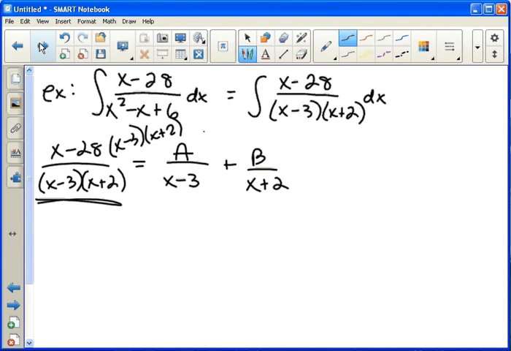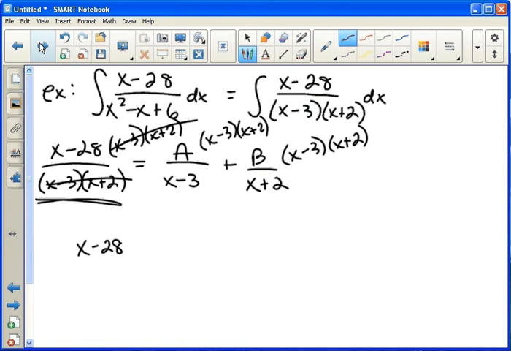Okay, and you're probably noticing some patterns here and some ways you might be able to shorten this process. That's great if you can. I just want to make sure I do it as clearly as possible. So here they all cancel out, and notice you have something on the left side. You have x minus 28. It's not just a number this time, like it was in the first example. Here the x minus 3's cancel, and I have a times x plus 2. And I cross out the x plus 2's here and get b times x minus 3.